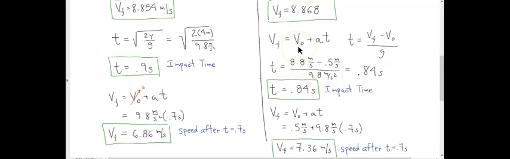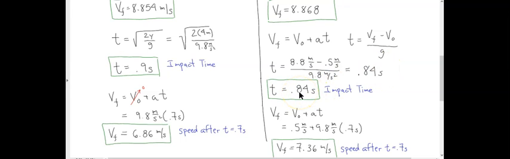Using equation 3 and solving this for t, we know that v final minus v initial divided by gravity will give you that time. So where do we get these numbers from? Well, v final was calculated in the step above, that's 8.868. And we know that the initial speed was thrown down with 0.5 meters per second. Dividing that by gravity gives you 0.84 seconds.